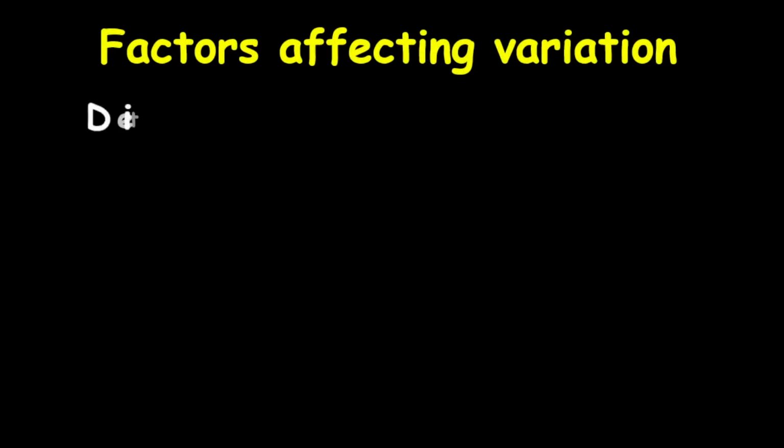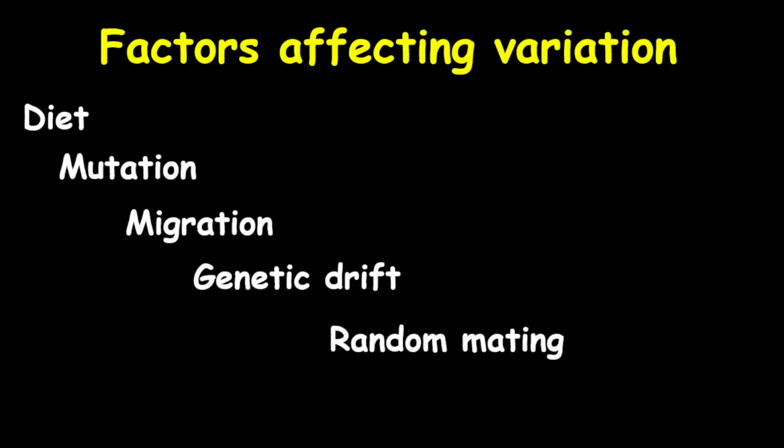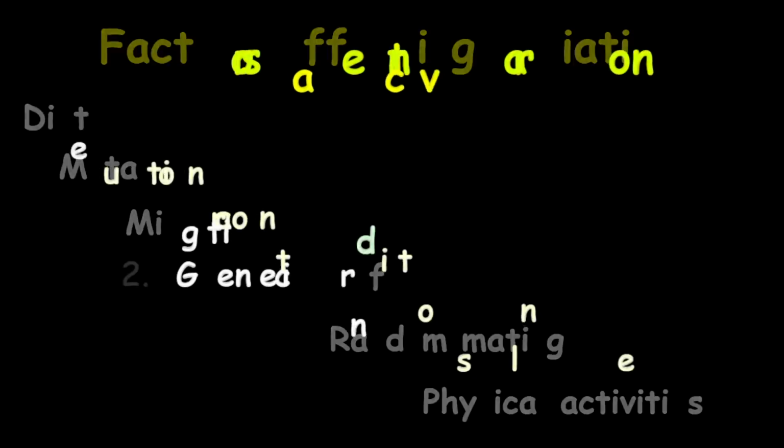Factors that affect variation may include diet, mutation, migration, genetic drift, random mating, and physical activity. So these things can change how you appear or look over time. These are things that can definitely affect variation.